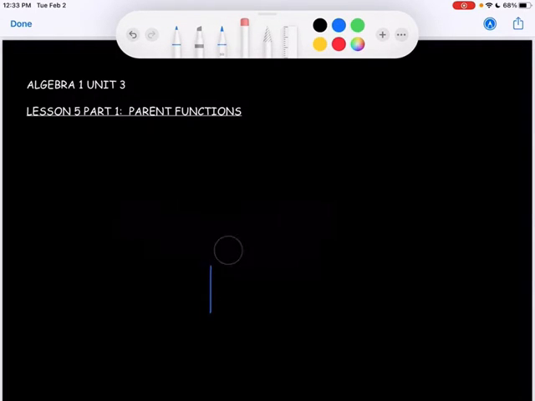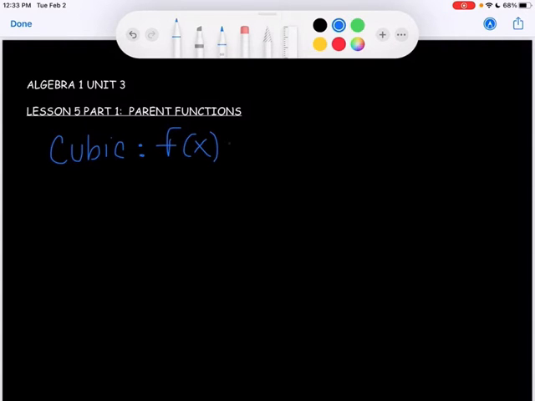The next one is our cubic function. Okay, cubic function. This is f of x equals x cubed. And this one goes through the origin. And you've got 1, 1, just like the quadratic, but then you have negative 1, negative 1. And then you have 2, 8, and negative 2, negative 8. So it looks like this. This is what your cubic parent function looks like.